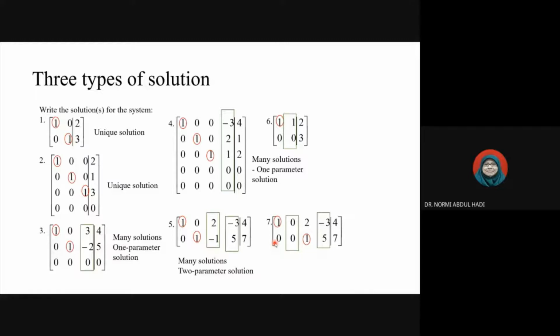For number 6, although there is one column without a leading one, the last row suggests that this system is inconsistent. Therefore, it has no solution. For number 7, similar to number 5, there are two columns without a leading one. Therefore, this system has many solutions, and this system is a two-parameter solution.